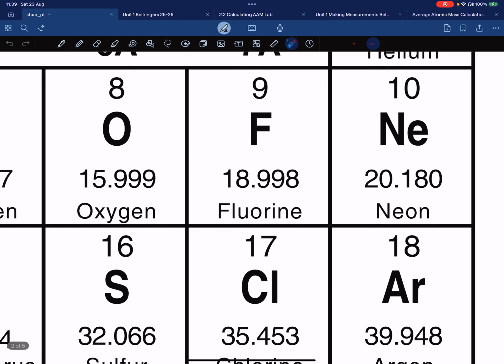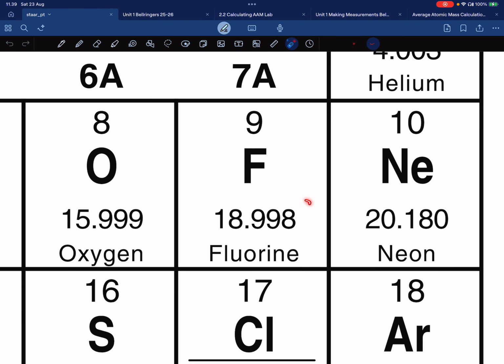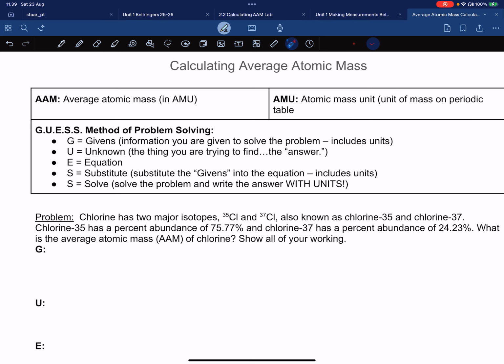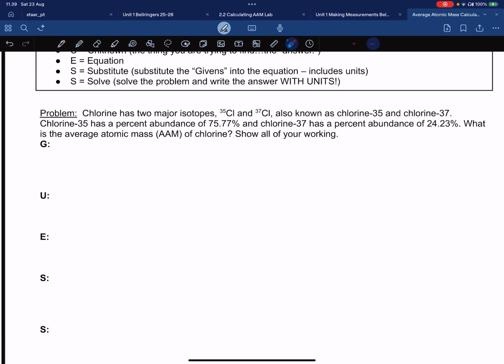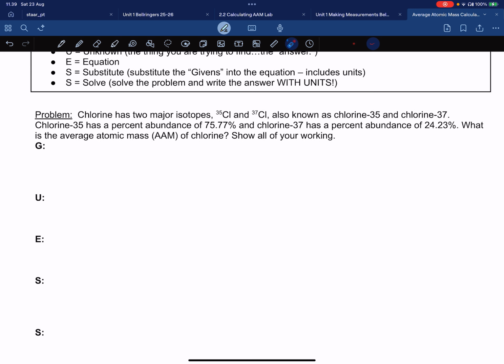So, for example, fluorine has an average atomic mass of 18.998 AMU, and oxygen an average atomic mass of 15.999 AMU, atomic mass units. We're going to be using the GUESS method of problem solving, where you write your givens, then your unknown, then the equation, then you substitute, then you solve. That's what I'm looking for when we turn things in.